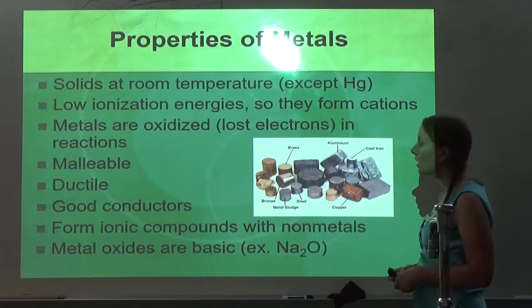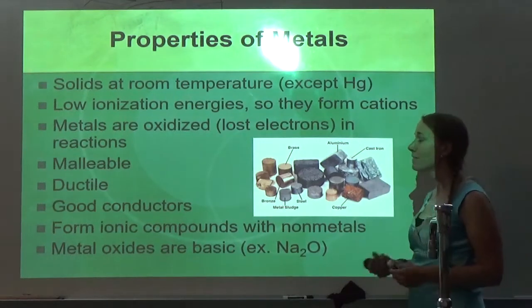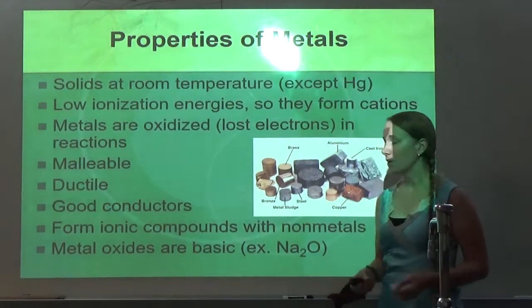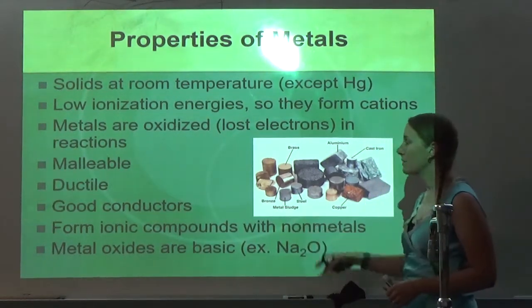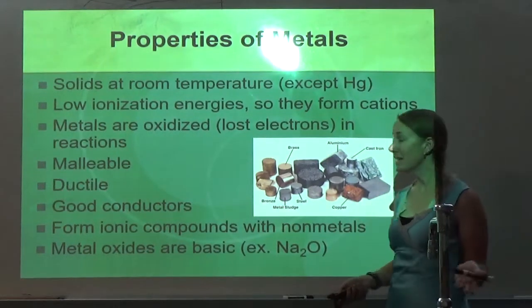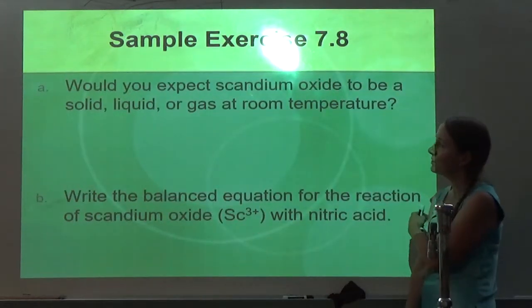They form ionic compounds with nonmetals. And then metal oxides are basic. Okay, so obviously they're going to bond with a nonmetal because nonmetals tend to be negative. So that's where we get our ionic compounds from.